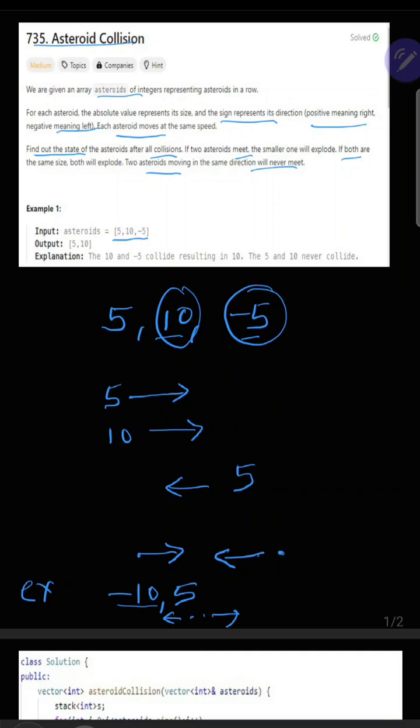This question is a little bit tricky to solve, and most of the students fail at some test cases also, and some of the edge cases I will discuss also. So in this given example, what will happen? 5, 10 and -5. The magnitude of -5 is lesser than 10, so 10 will stay but 5 will explode. So our resultant will be 5, 10 only.